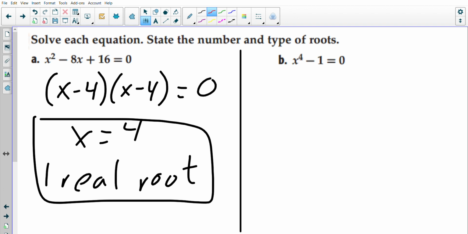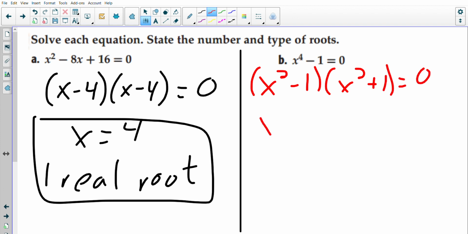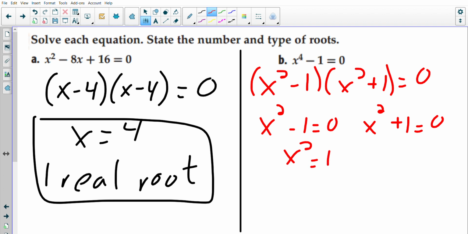So the next one, we can see this is a difference of two squares. So we get x squared minus 1 times x squared plus 1. Both of these we can set equal to 0. We get x squared minus 1 equals 0, and x squared plus 1 equals 0. So x squared equals 1, so we get x equals plus or minus 1. Here we get x squared equals negative 1, so x is equal to plus or minus i.